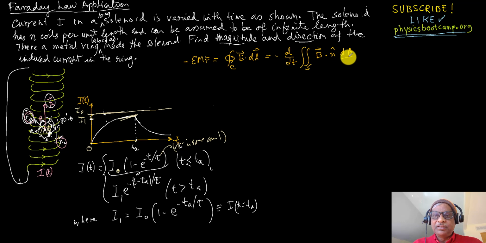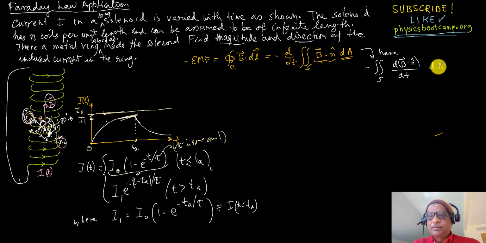But if this dA is not going to change in space, if the area of the loop is not stretching or contracting, then you can take the derivative inside, and as is the case here, this will just become minus dB dot n hat over dt dA. So usually in most of the problems you're going to end up with this.